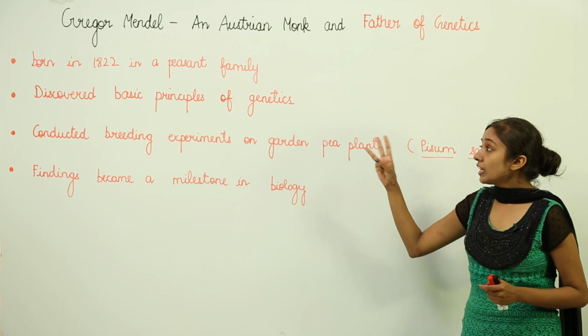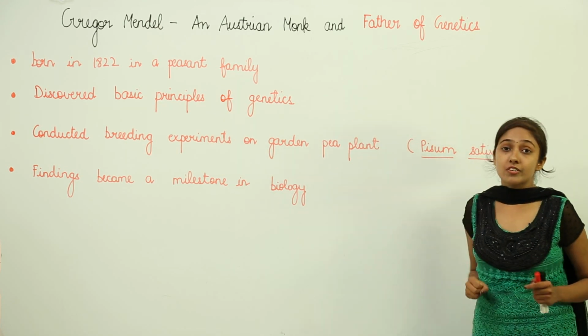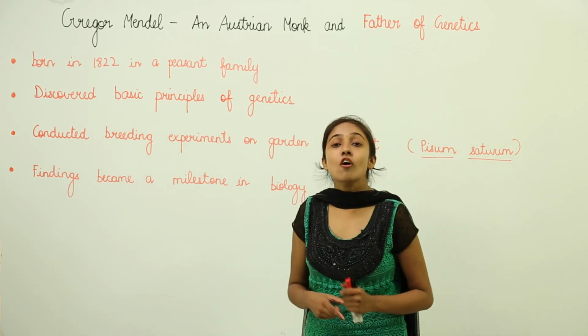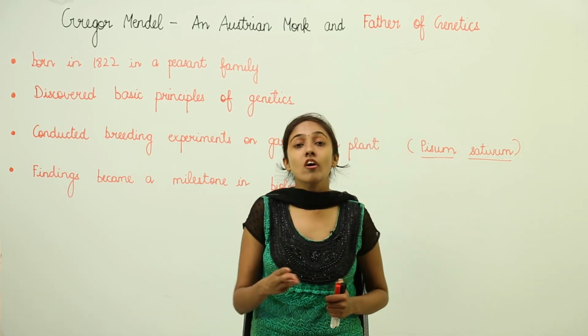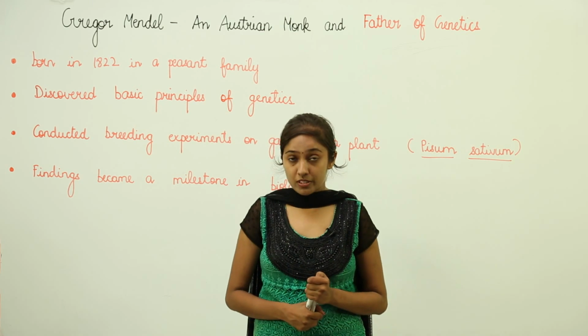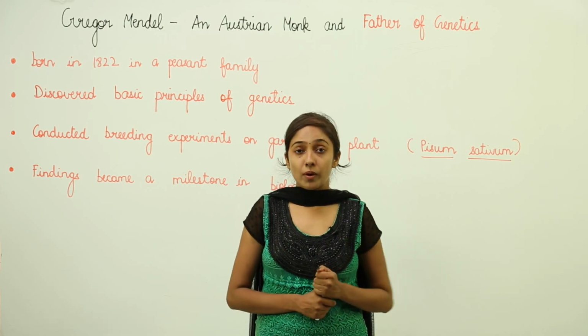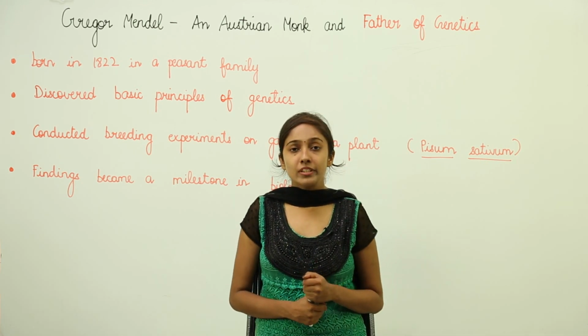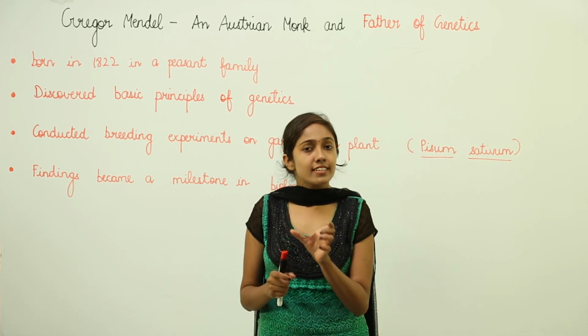We have 3 laws which Gregor Mendel has given us. The first law is the law of dominance, the second is the law of segregation, and the third law is the law of independent assortment. We will be studying these laws one by one. But before that, let us discuss the basic law, that is the law of dominance. What does the law of dominance convey?